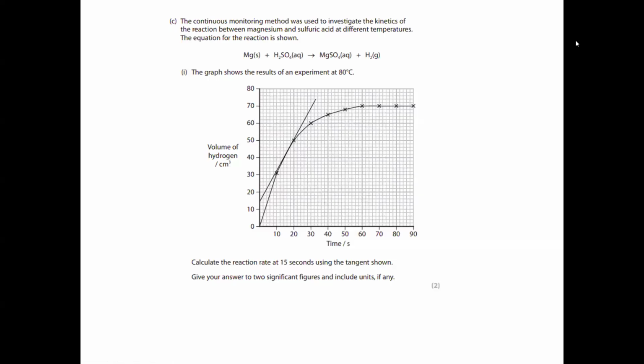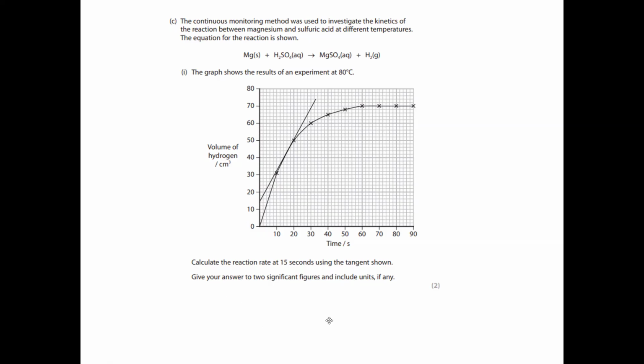Right, if you go to section C, the continuous monitoring method was used to investigate the kinetics of the reaction between magnesium and sulfuric acid at different temperatures. The equation for the reaction is shown. Okay, so volume of hydrogen and time. They have given volume of hydrogen over time. The graph shows the results of an experiment at 80 degrees. Calculate the reaction rate at 15 seconds using the tangent given.